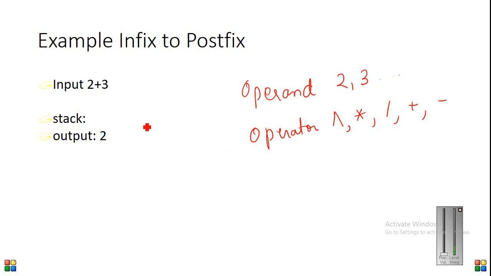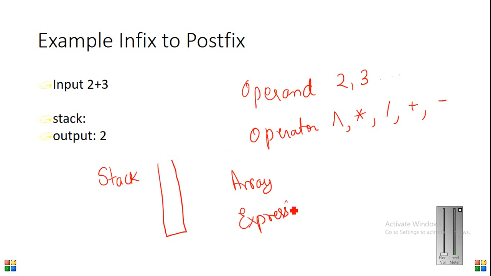And now let us do one thing. You initialize a stack, and keep an array for the expression, so we say here postfix expression. So when you have an input like 2 plus 3, which is an infix expression, I need to convert it into postfix. So what does the algorithm say? You start from left to right, right?